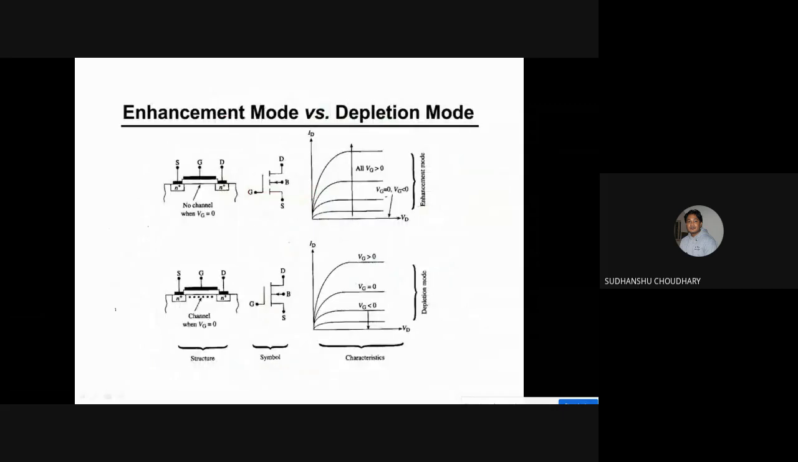Now coming on to this last slide for today's lecture, we had commented that there are two types of MOSFETs. One is enhancement and the other one is depletion MOSFET. So what is enhancement and depletion mode MOSFET? That we should understand. Enhancement mode here means that there is no channel when VG is 0. When you have not applied any gate bias, obviously there should be no channel.